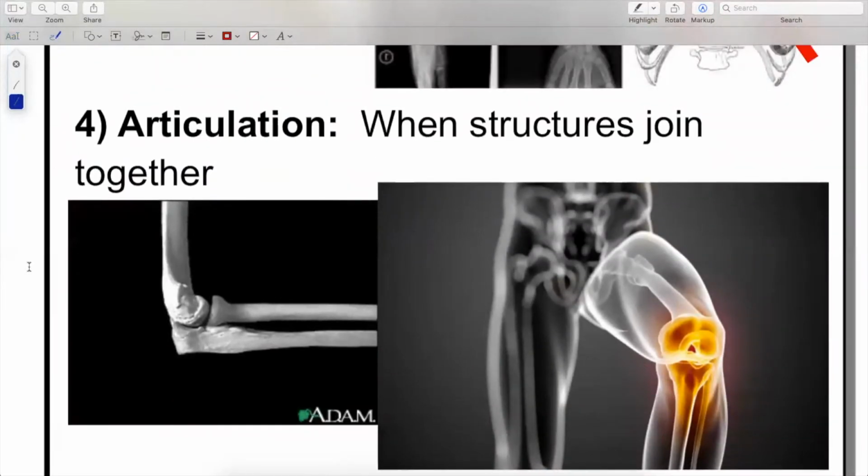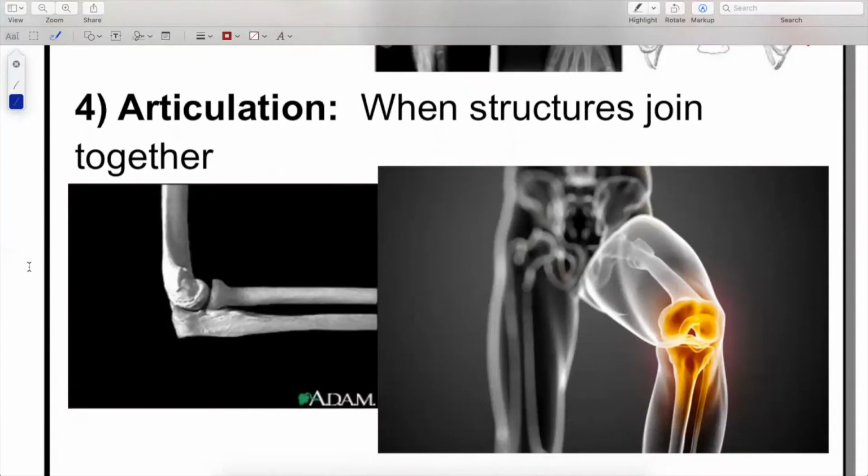Articulation, when structures join together. Articulation is basically going to mean where your bones are able to move around at your joints. So here we have an elbow. Over here we have a knee. Your joints are able to articulate.